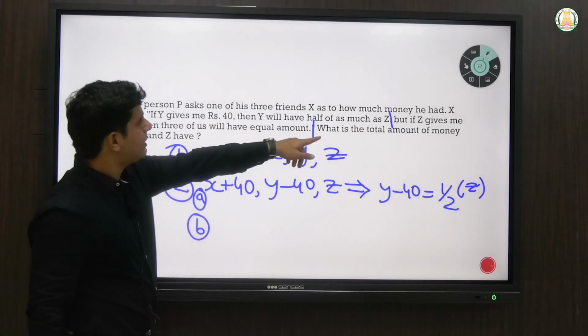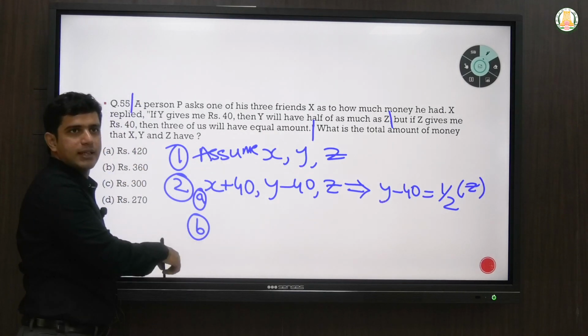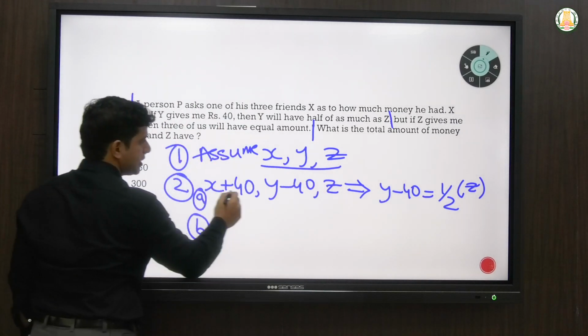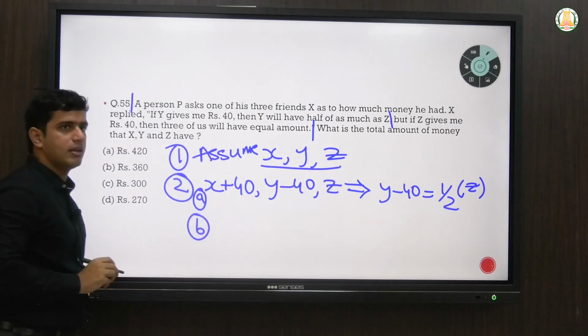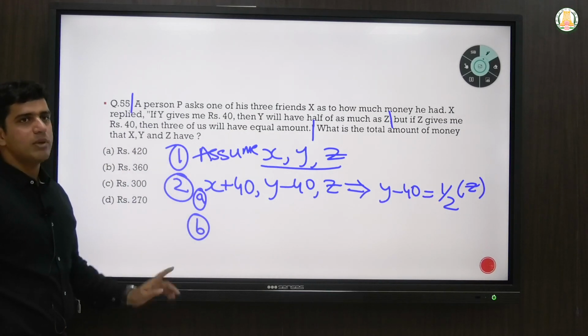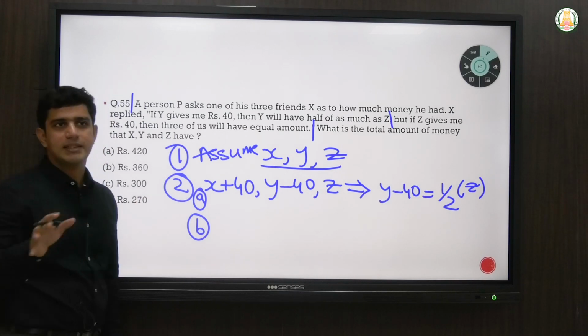Second, he's saying, but if Z gives me 40, then what will X have in the second condition? Let's say this is the initial condition, the first condition, what is given. Second, he says Z gives me 40. Then how much will X have now? X plus 40, not X plus 80. Okay, that is a confusion again.